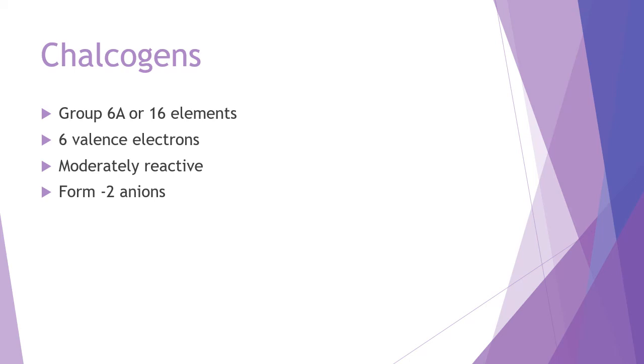Oxygen's family, or group 16, have 6 valence electrons, which means they traditionally will form a -2 anion in order to achieve the octet rule. Like the alkaline earth metals, these are moderately reactive because they are 2 away from achieving that ideal number.